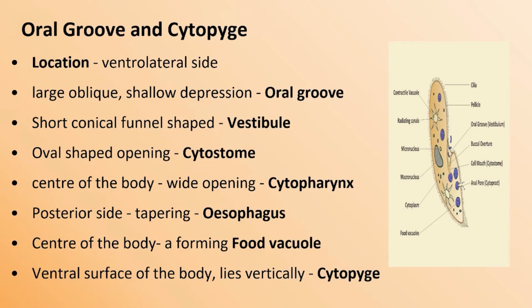The cytopyge, which is also termed the cell anus, anal spot or cytoproct, lies on the ventral surface of the body almost vertically behind the cytostome or mouth. Undigested food particles are eliminated through the cytopyge. The ciliation of the cytopharynx is very complicated.